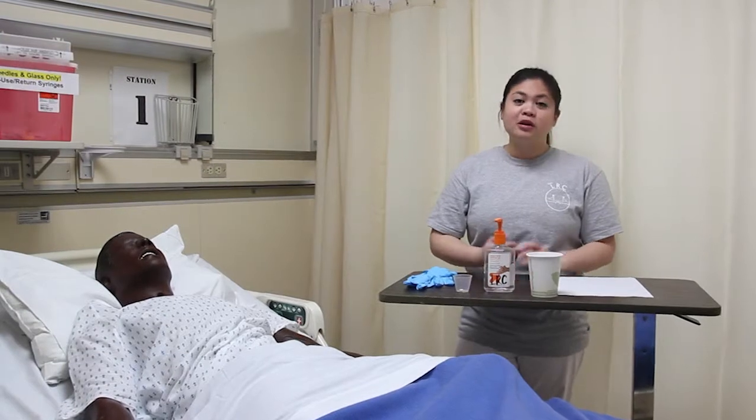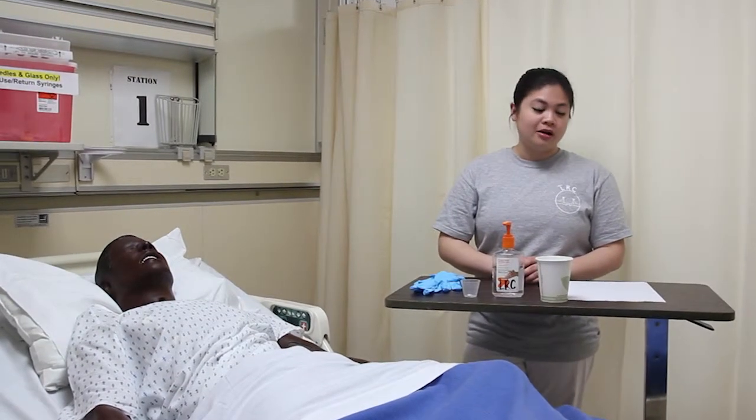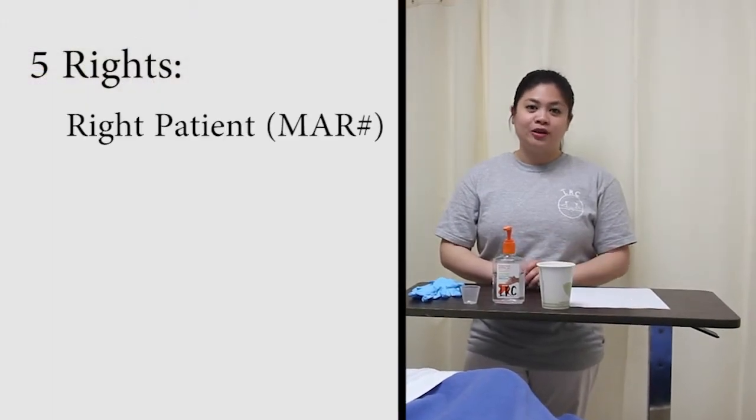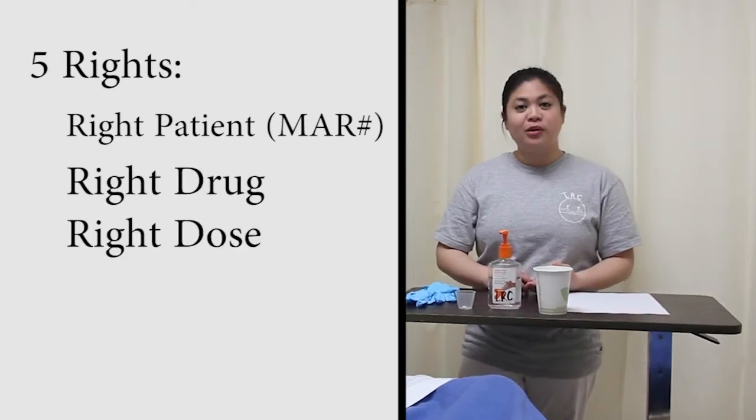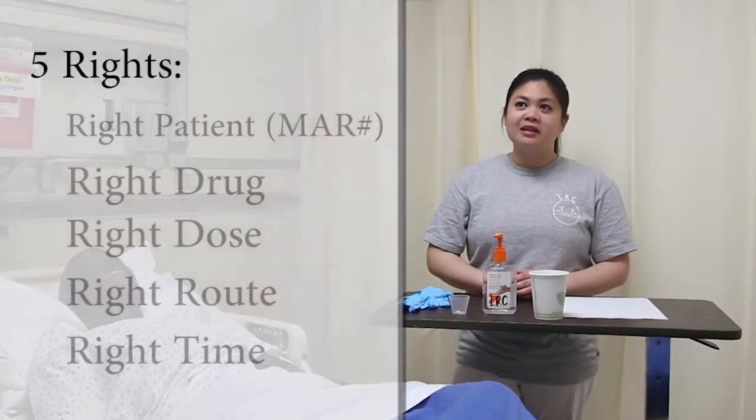Okay, so first I'm going to verify the order against the MAR, going over the 5 rights, including the right patient, the right drug, the right dose, the right route, and the right time. Once I've done that, I'm going to state the drug's action and purpose, the safe dose range, and any clinical implications, including contraindications and age-specific considerations.